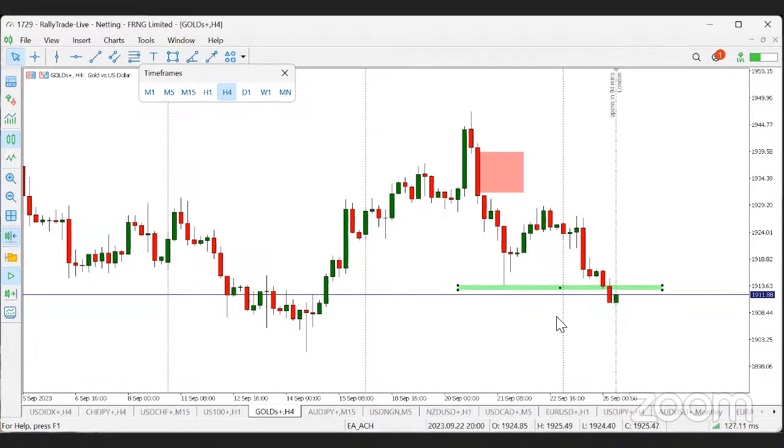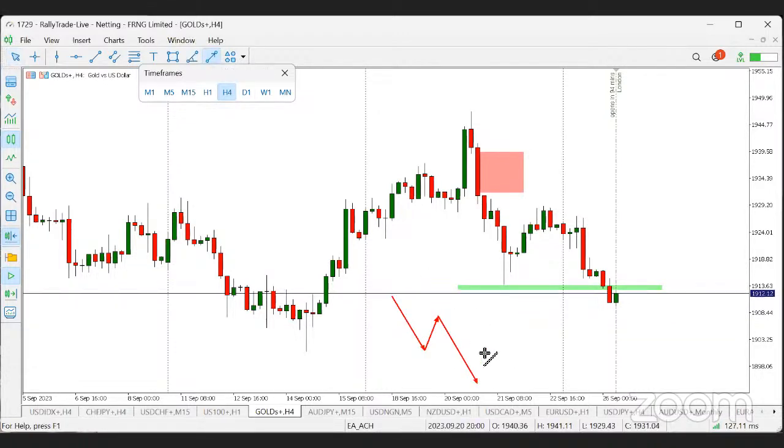What do we expect? Whenever the market breaks below the low price of either last week or the previous day, there's usually a slight retracement. If you look at what I'm drawing, this is how the market moves. In a downtrend, the market moves in this fashion, then there's a retracement.